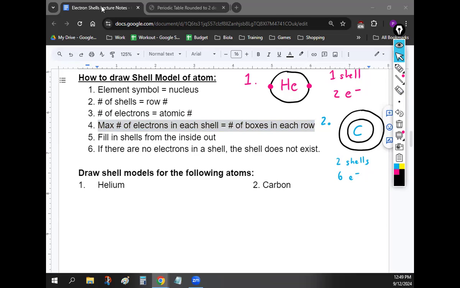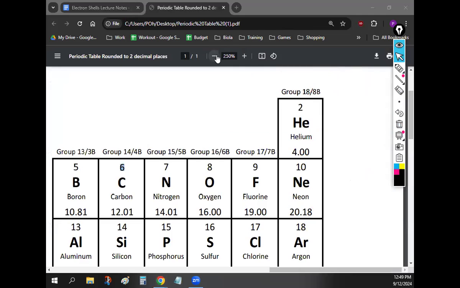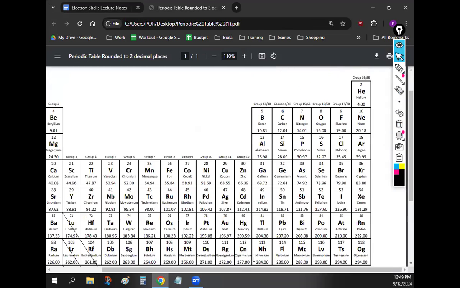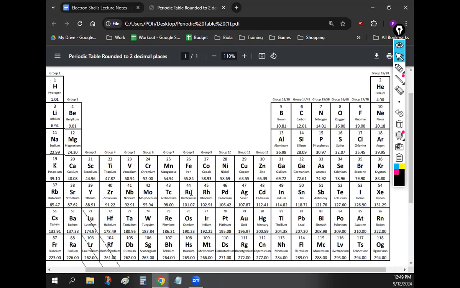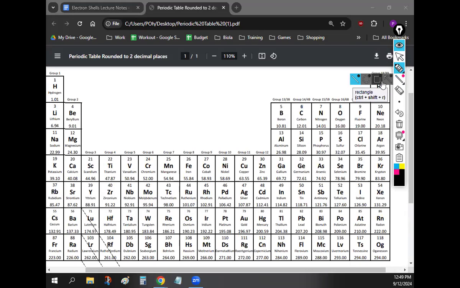Alrighty, guys. So let's talk about what rule number 4 means. We're going to look at the periodic table, and I'm going to zoom out again. If you take a look at carbon, you told me that carbon is in the second row, so it has 2 shells, right? Now, we have to put the electrons in the correct shell. So let's take a look at the rows.